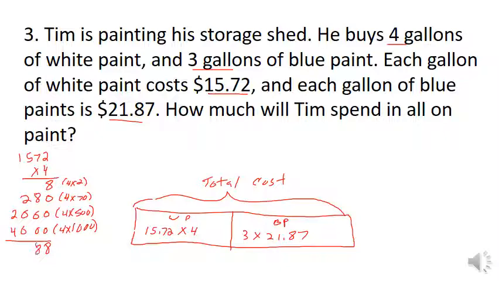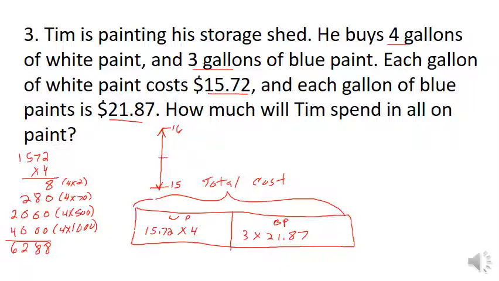When I add them up, I've got 8, 2, and 6. So I know these are the digits that are going to be in the cost of this paint. So now I'm going to do my estimation so I can figure out where to put the decimal point.